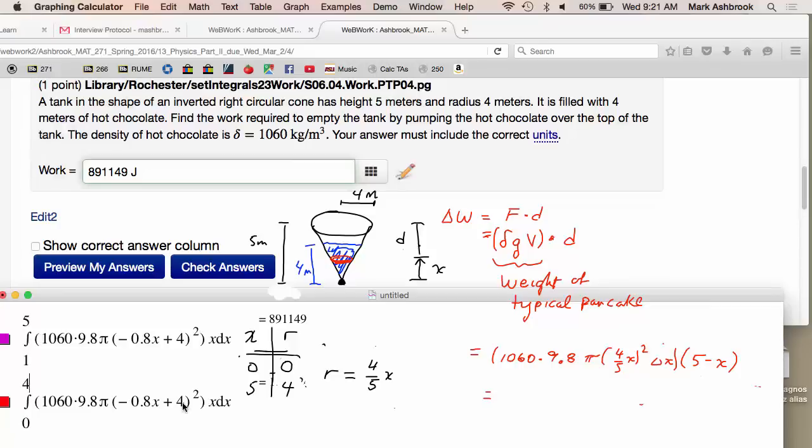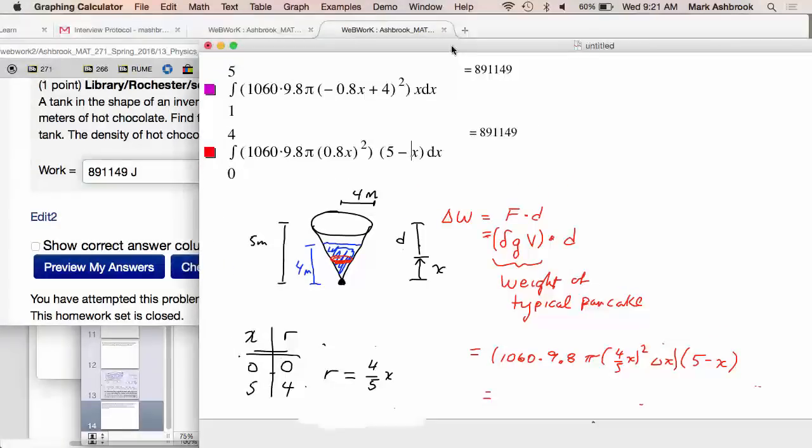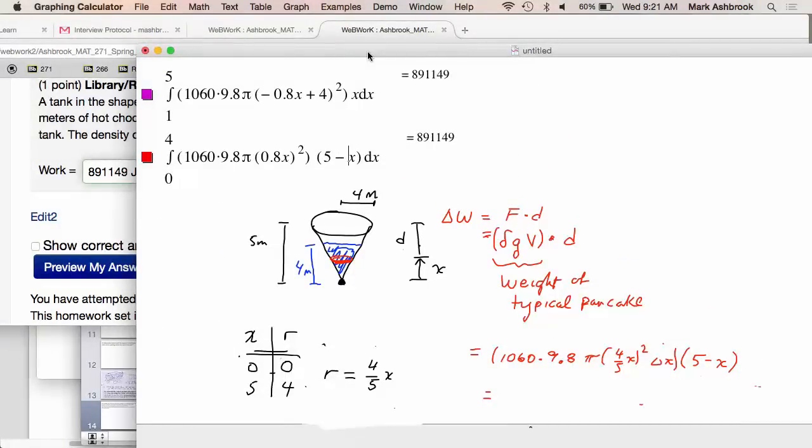1060, so we had a different relationship. This time it was just positive 0.8x squared. And now our distance we're going is 5 minus x. Same exact answer. So when we change that frame of reference, we got a different relationship between r and x. We got a different expression for the distance it has to travel, and a different set of limits. But it's all consistent. Since they're all consistent in that frame of reference, we get the exact same answer.